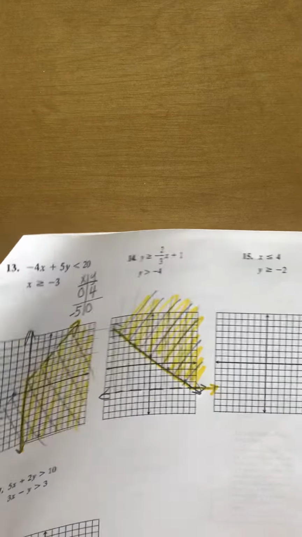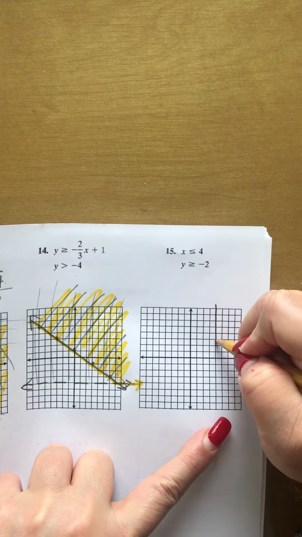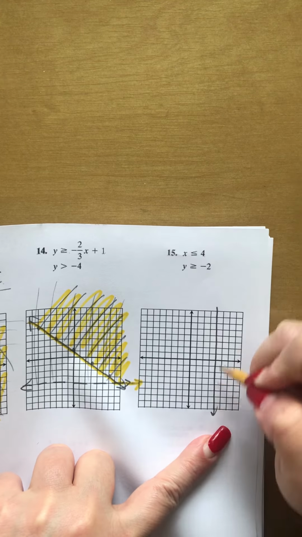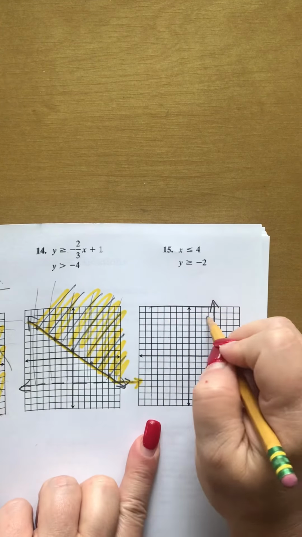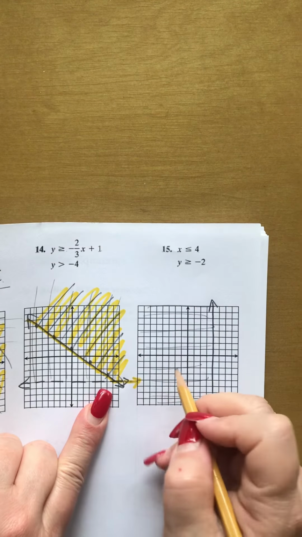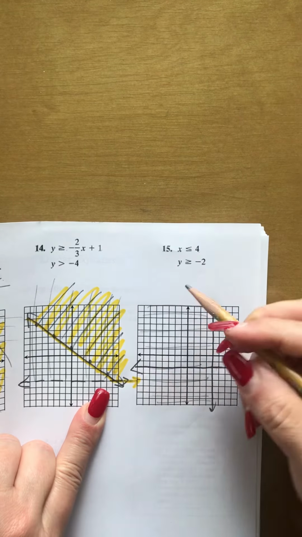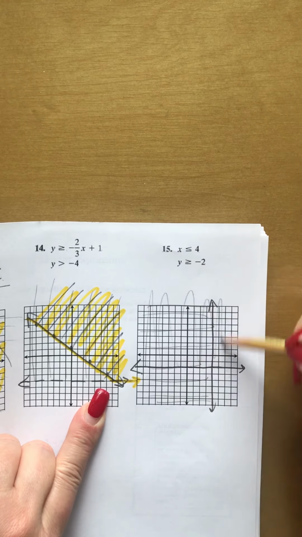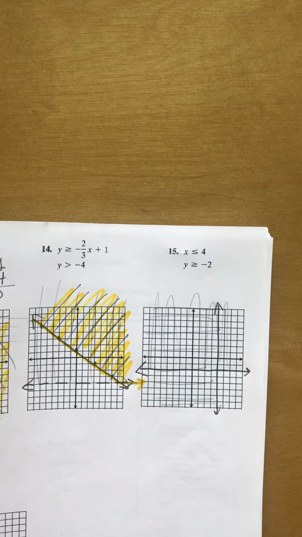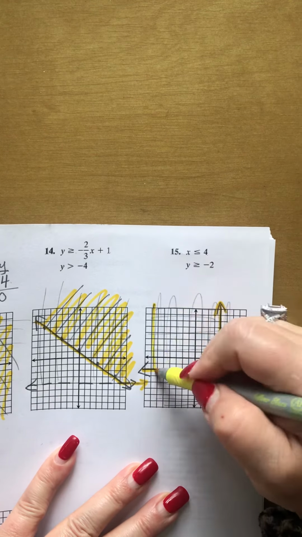Number 15 is easy. Vertical line at 4, solid, and you'll have one of these for sure on your test, so make sure you know them. Shade to the left, and y is greater than -2, solid, horizontal at -2, and you're going to shade up. So what area is double shaded? It is this right here.